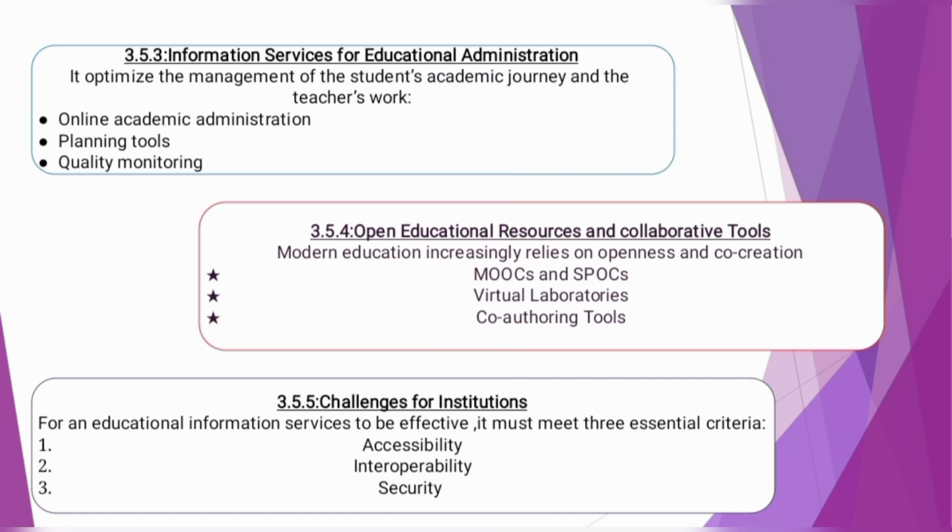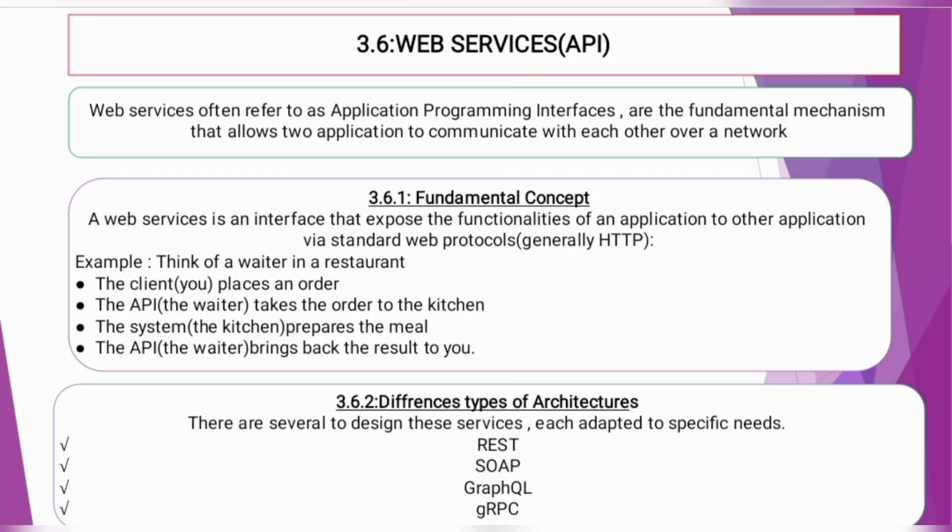accessibility, security, and interoperability. We equally move to web services, which is also called application programming interface. They are the fundamental mechanism that allows two applications to communicate with each other over a network. Fundamental aspect of web services. A web service is an interface that exposes the functionalities of an application to other applications via standard web protocols. As you can see, we have an example that represents the application programming interface.